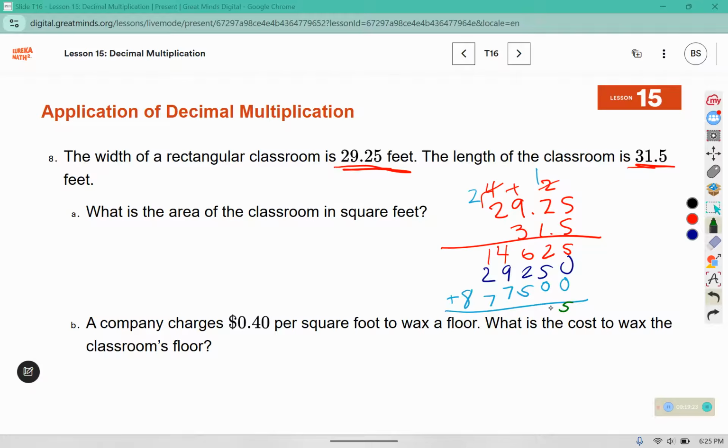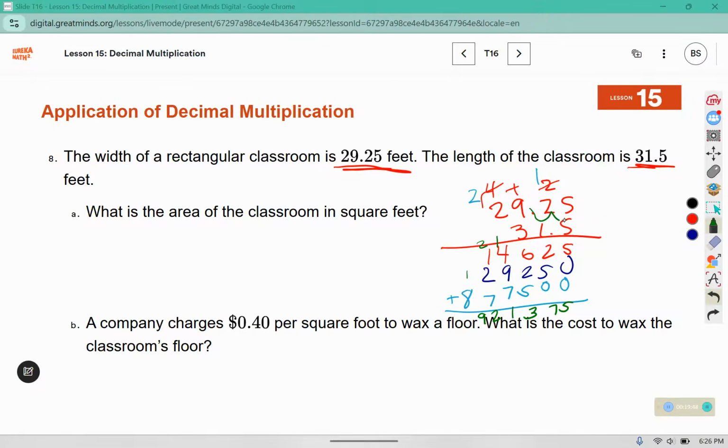2 plus 5 is 7. 2 plus 5 is 7. 7 plus 6 is 13. 4 plus 1 is 5. Plus 9 is 14. Plus 7 is 21. 2 plus 1 is 3. 4, 5. Plus 7 is 12. And 8 plus 1 is 9.